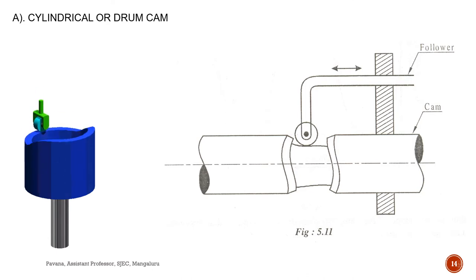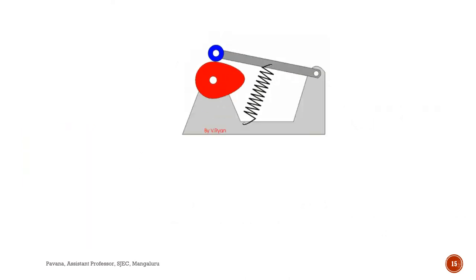Attaching a follower that rides in the groove gives the follower motion to the follower. Okay, so you can see here how the movement takes place. It is a cylindrical cam, it's not a disc. So these are the main classification.